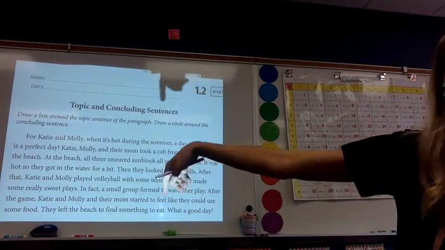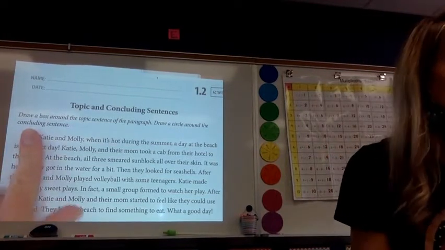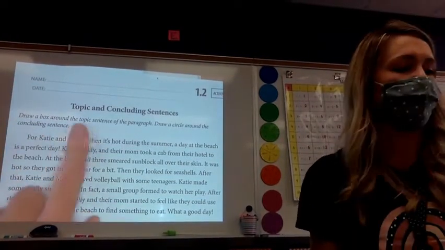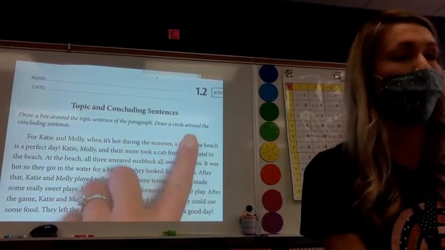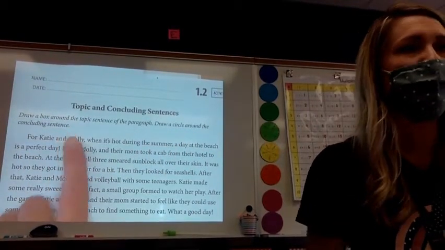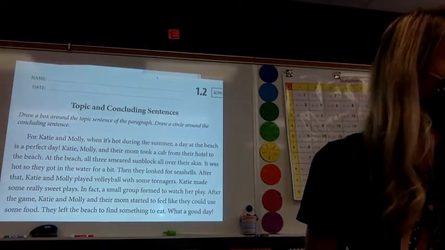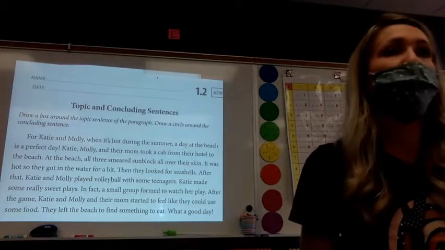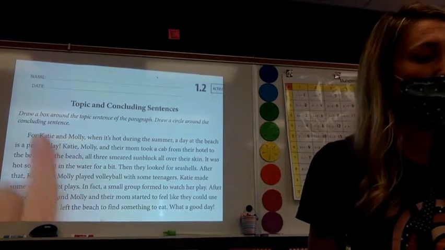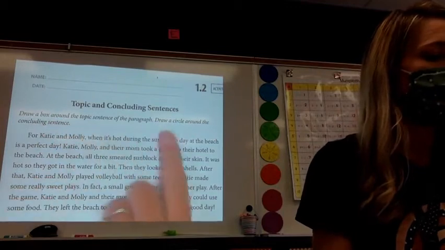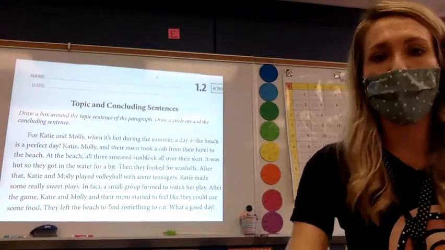Let's go ahead. You guys see our directions. They're italicized. They're right underneath those big words. Let's read our directions together. Draw a box around the topic sentence of the paragraph. Draw a circle around the concluding sentence. Now, third graders, it is not enough to just box it, circle it. Okay? You need to be able to read through and notice that connection between them. So I want you to read this paragraph, put a box around the topic sentence, draw a circle around the concluding sentence, and read for information in our paragraph today. Go for it.